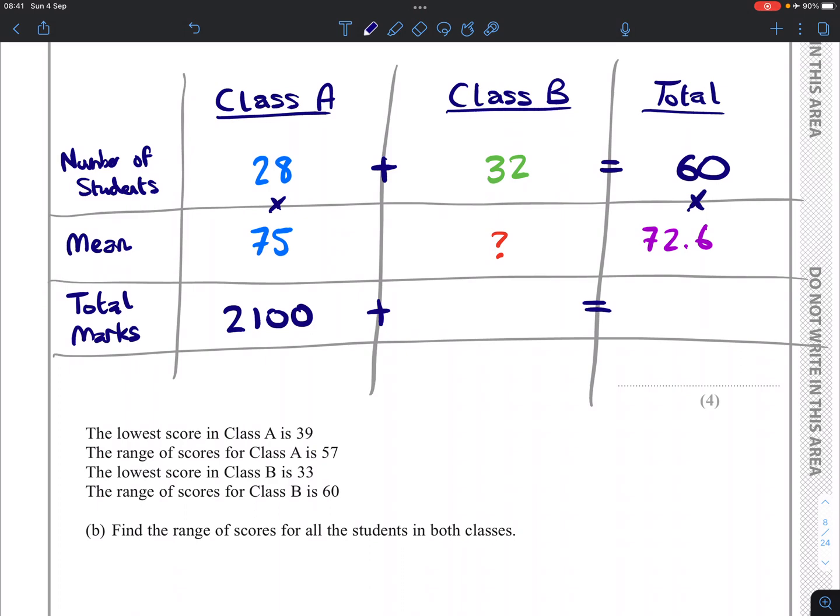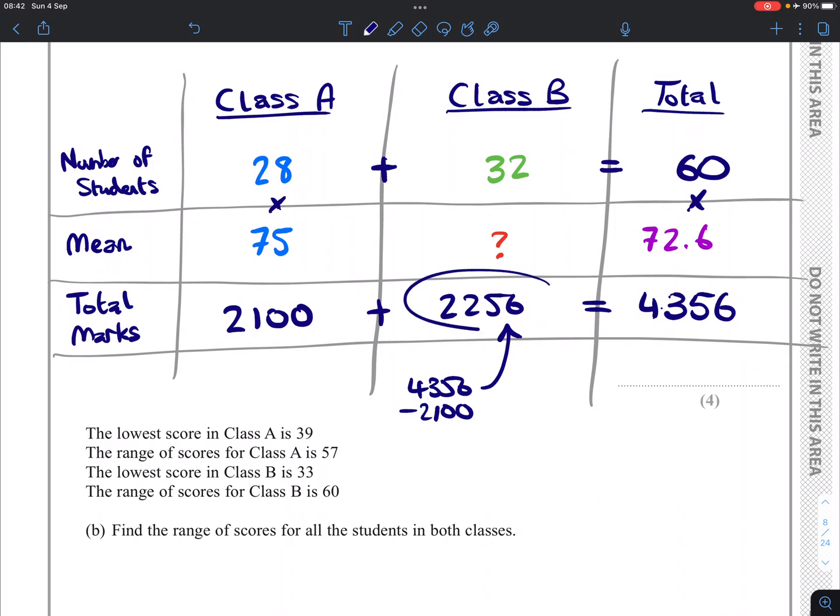There's 60 students. We know that each of them on average got 72.6. So if I do 72.6 times 60, I end up with 4,356 marks in total. I can then do 4,356 subtract 2,100 in order to get this value here, which is 2,256.